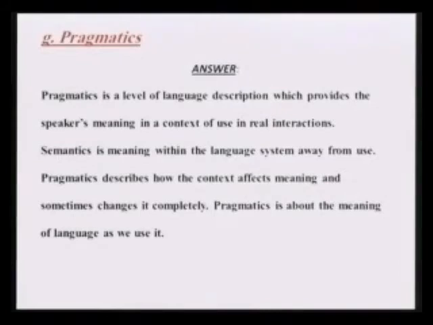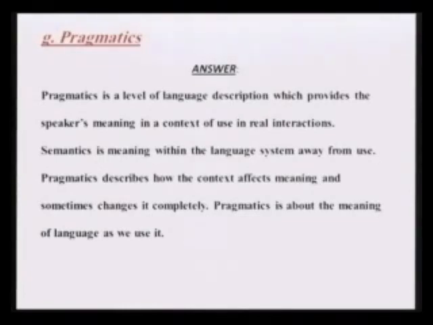Semantics is the things we say, the word and what comes after it, the relationship between the words in the sentence, the meaning of the words that come from the dictionary. Semantics is meaning within the language system. The dictionary here is the language system, away from using the sentence in any context. We're not talking about context here. Pragmatics describes how the context affects meaning and sometimes changes it completely.